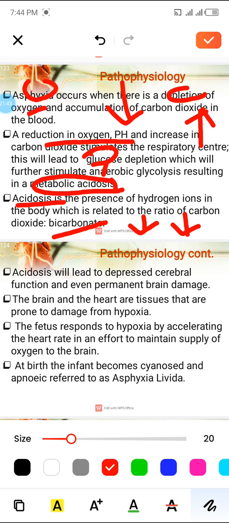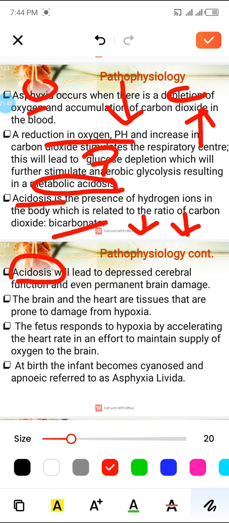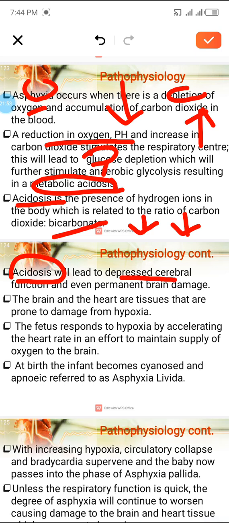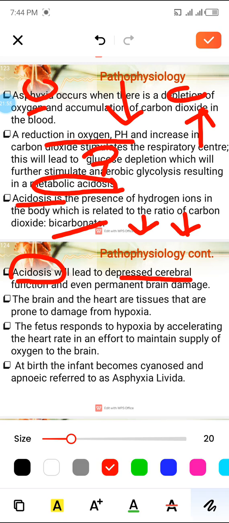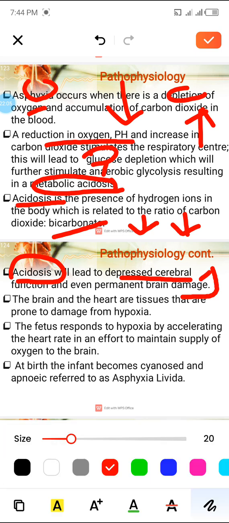The answer is no. So this acidosis will go further and cause what we call a depressed cerebral function. Okay, depressed cerebral function, meaning that it will reduce the function of the brain. When the function of the brain reduces, it will cause what we call brain damage. So when brain damage occurs, what happens now to this baby?